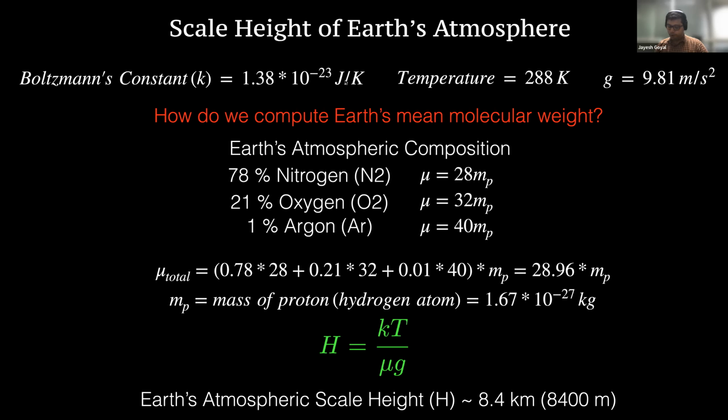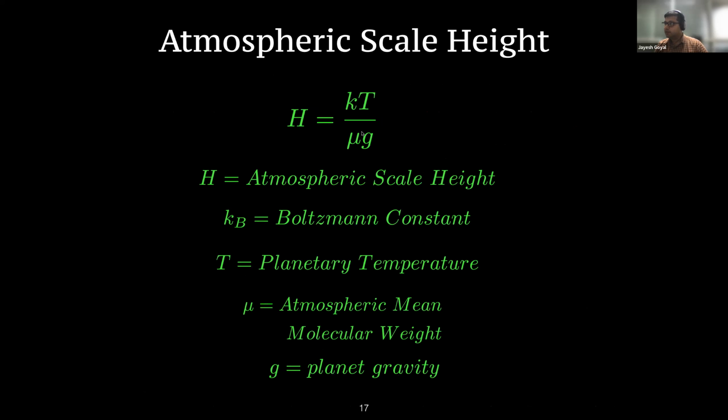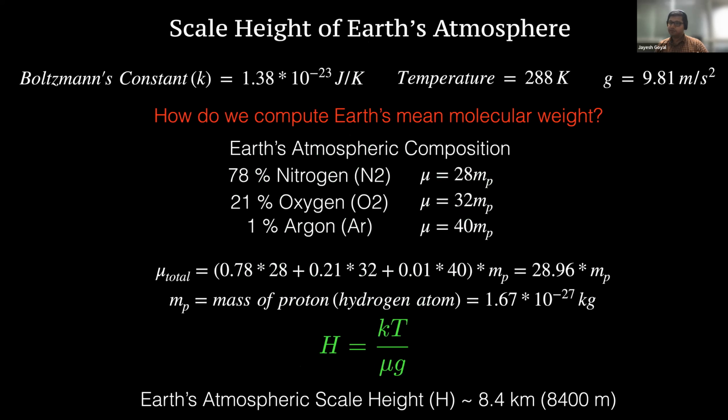The important term here, in kT by mu g, is mu, the atmospheric mean molecular weight. This is very crucial, because that calculation can be difficult, since it depends on the composition. The Earth's atmospheric composition is 78% nitrogen, which is 28 times the mass of a proton for N2. Then oxygen is 21%, which is 32 times the mass of a proton. The other gases are very limited. There is some CO2, some water vapor, but the most prominent of them is argon.